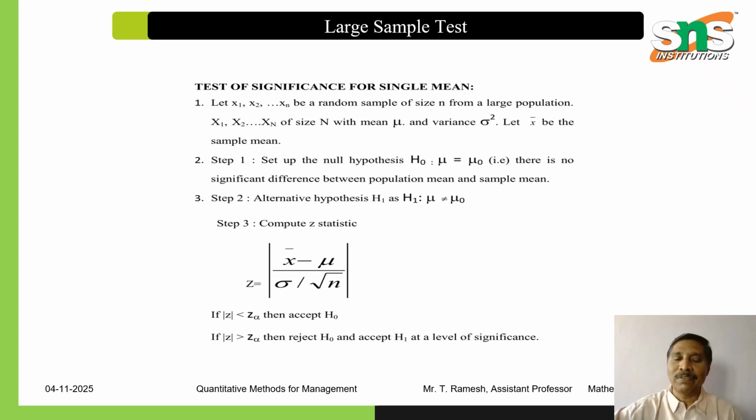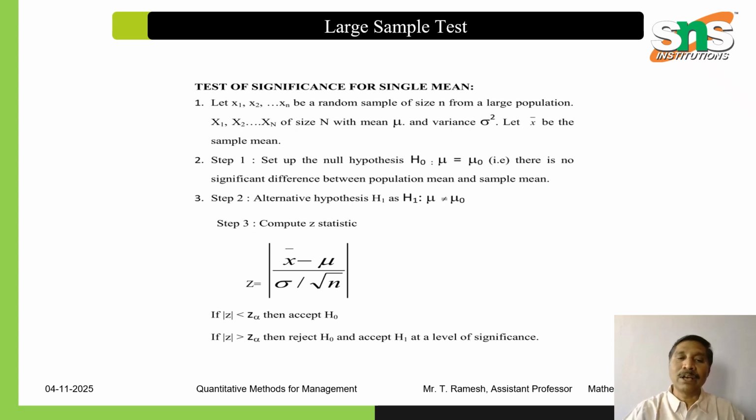The first step, we form the null hypothesis. The null hypothesis H naught is that the sample mean and population mean have no significant difference. That is, no significant difference between population mean and sample mean. Step two, alternative hypothesis. If the sample mean and the population mean are not different, that is H naught, and if it is different, that is H1.